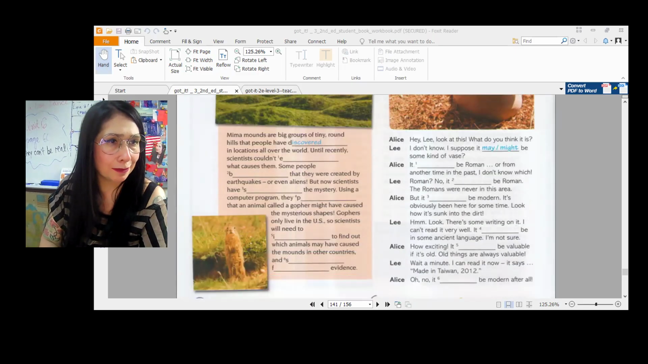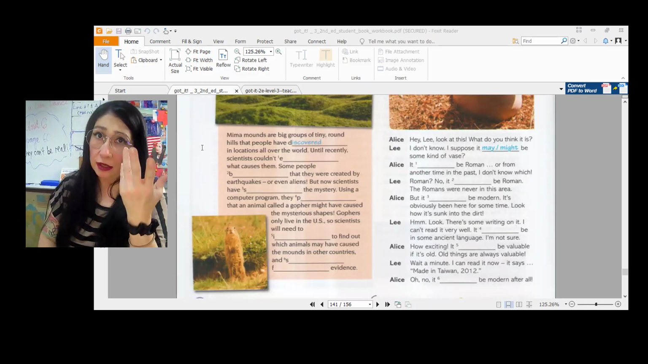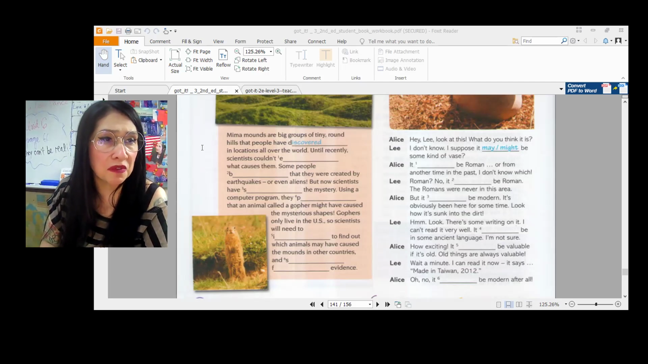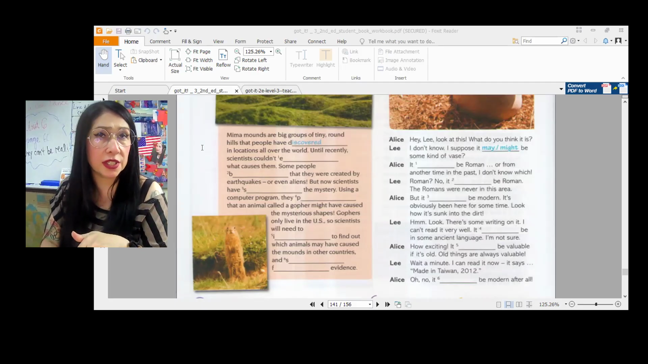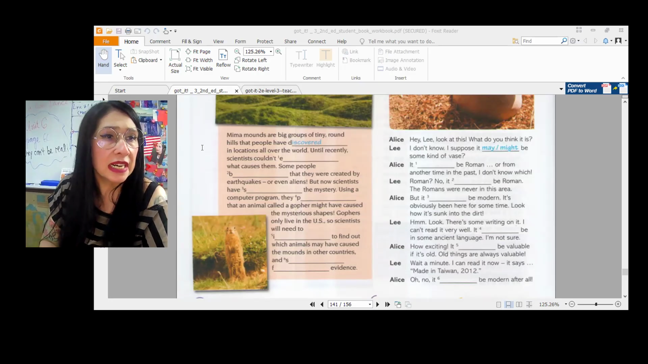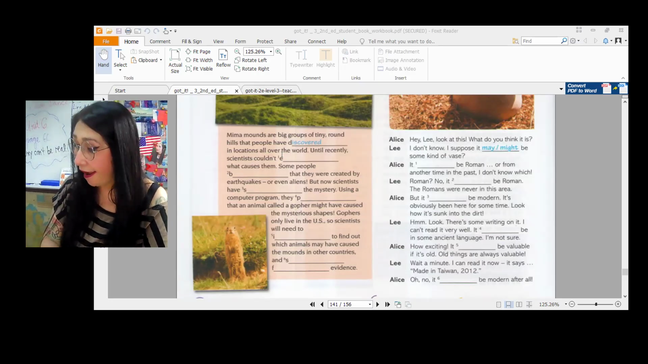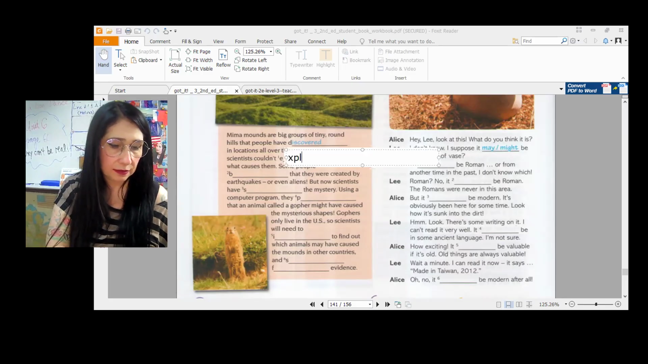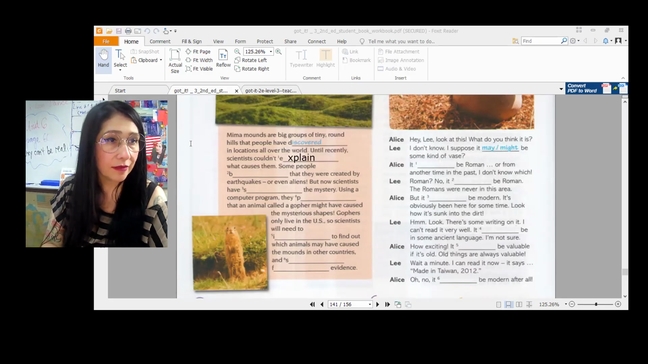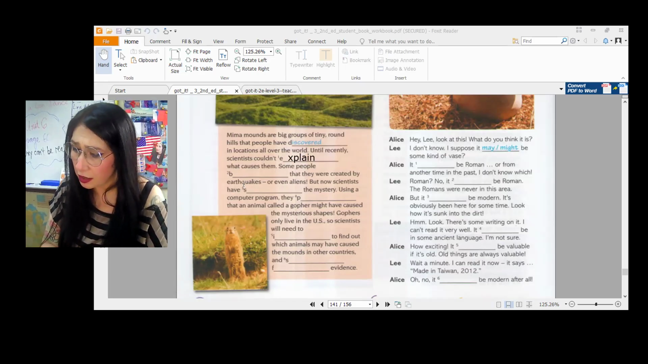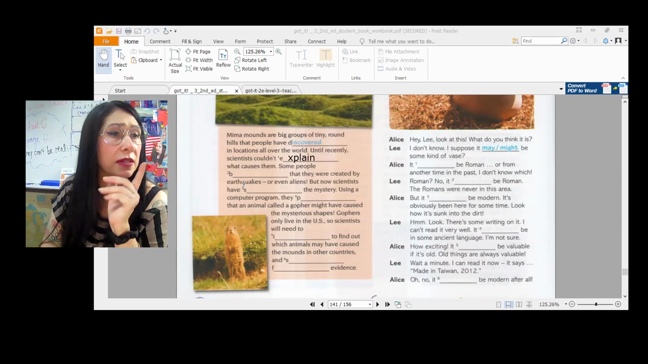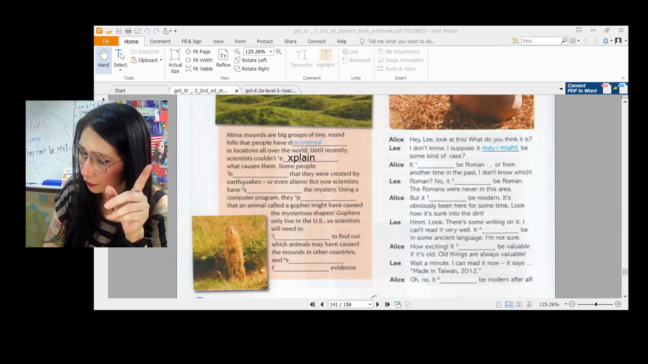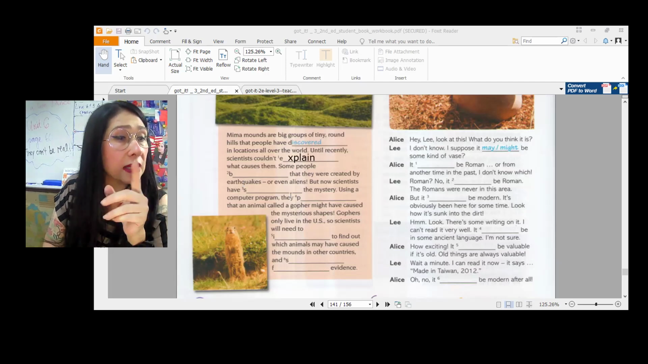Now I can write them. I will fill in the blanks along with you, or you may pause the video and try to do it on your own. I hope you're back. Mima mounds are big groups of tiny round hills that people have discovered in locations all over the world. Until recently, scientists couldn't explain what causes them. Oh yeah, we need the correct terms of investigation verbs. Yeah, that's correct. So we couldn't explain what causes them.